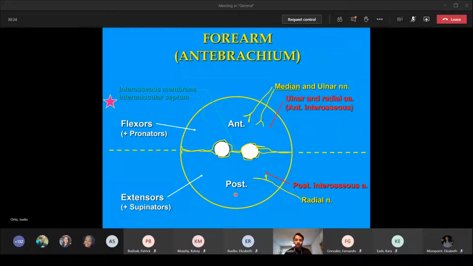So on the posterior side, you're also going to have posterior interosseous. Remember, posterior interosseous comes off the common interosseous, which comes off ulnar artery. So technically, this is a branch off the ulnar artery as well, right? And then radial nerve, which we've been talking about since the arm, is going to take the entire posterior compartment of the arm. So those are important to know.